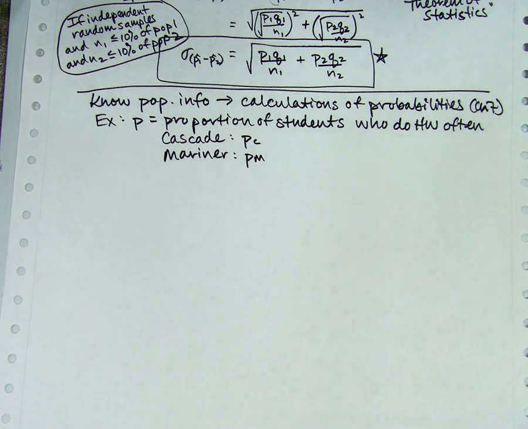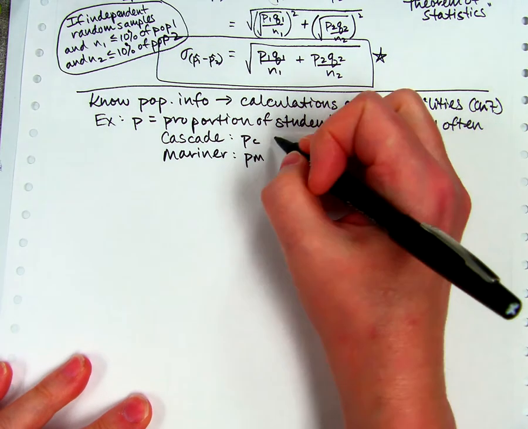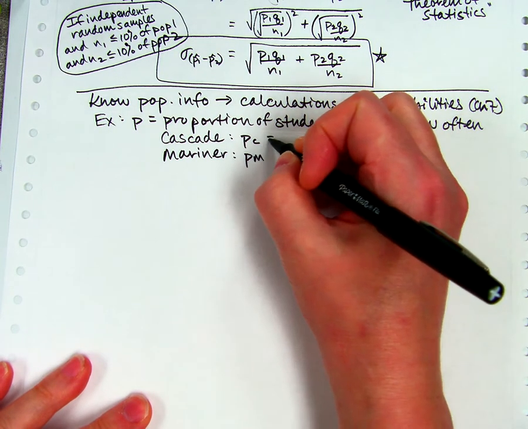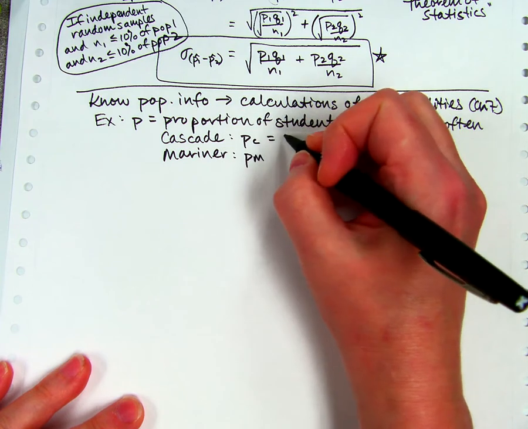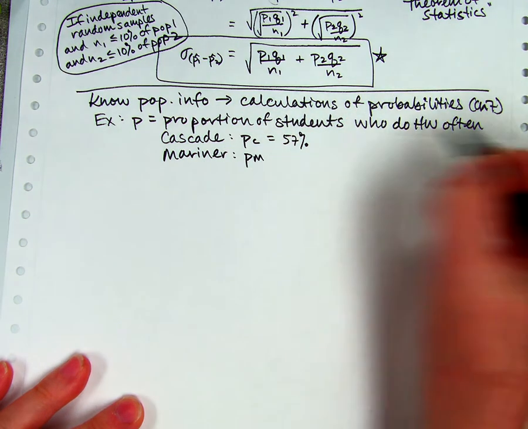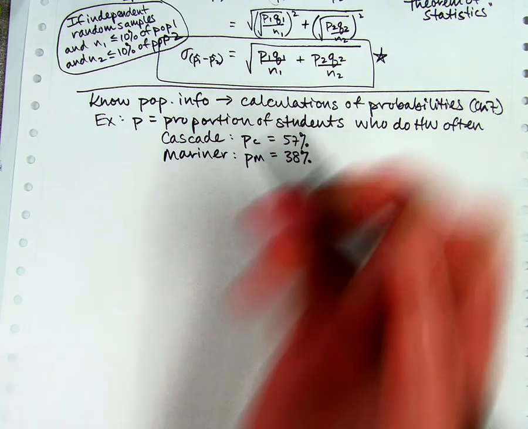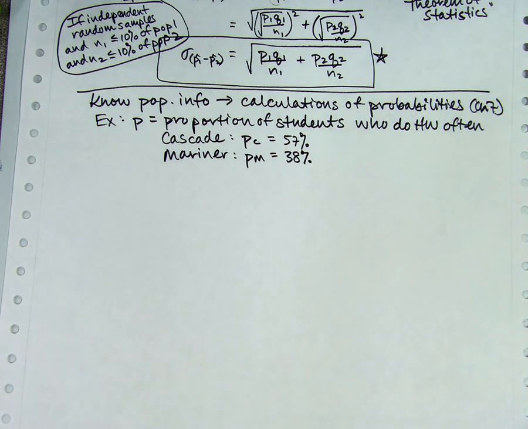I won't have to remember that the first one refers to Cascade because C is obvious. So let's say, I'm just making up these numbers and they're probably not true, but let's say the population proportion of Cascade students is 57% that do their homework regularly, and Mariner only has 38%. Now, like I said, that might not be true. I might be dissing Mariner, but you know.